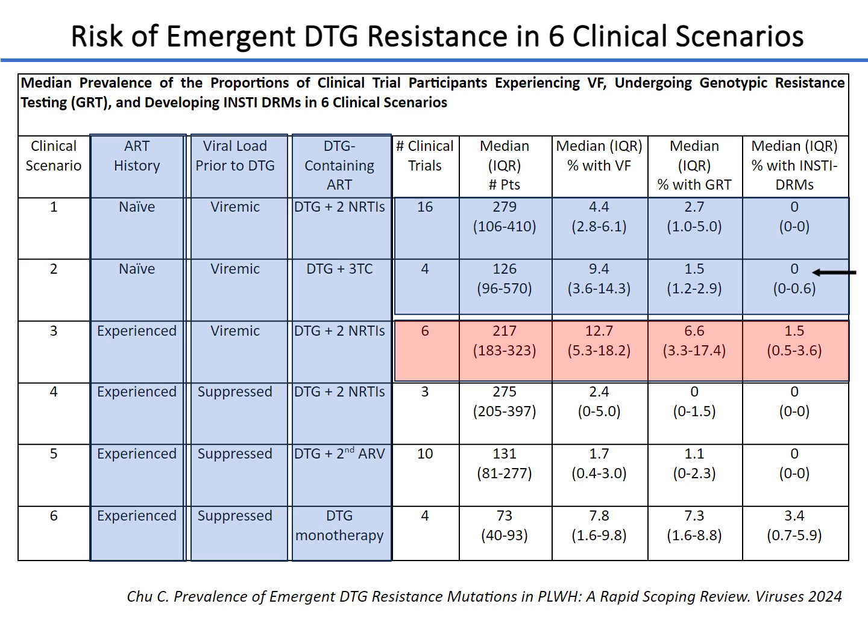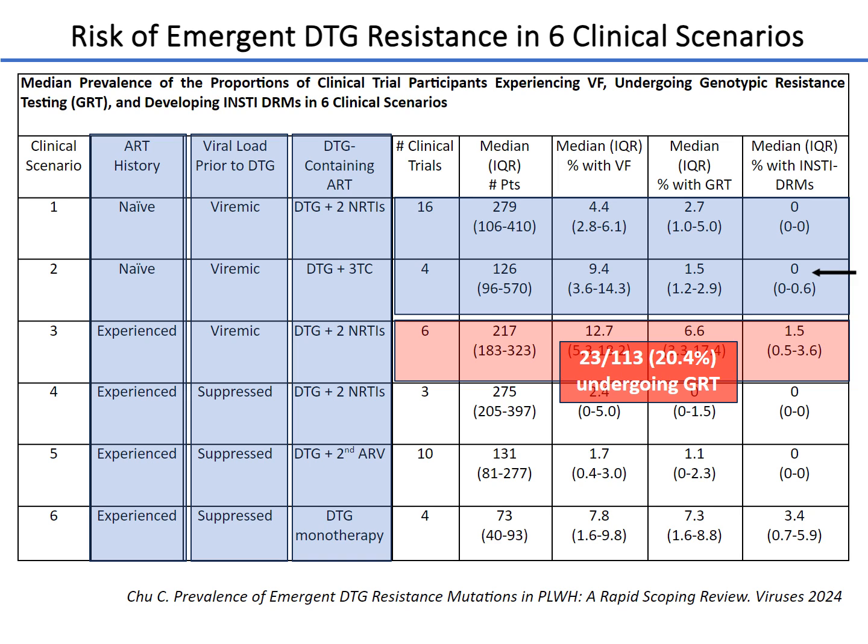In contrast, among approximately 1,000 participants in 6 trials with previous virological failure on a first-line NNRTI-containing regimen, the overall prevalence of virological failure with emergent resistance was 1.5%. Among the subset of 113 participants who experienced virological failure and had samples undergoing genotypic resistance testing, 20.4% were found to have INSTI-associated drug resistance mutations.